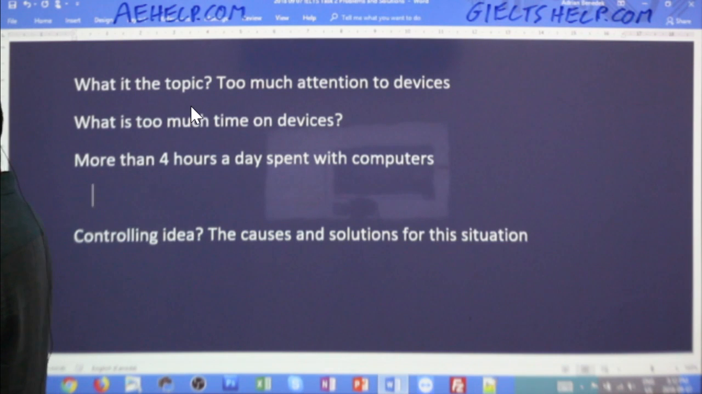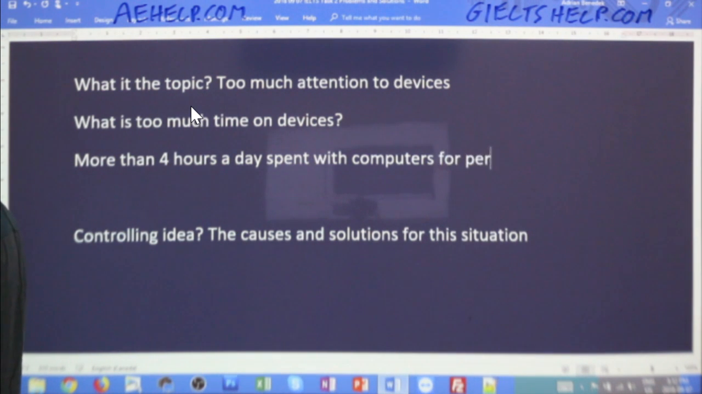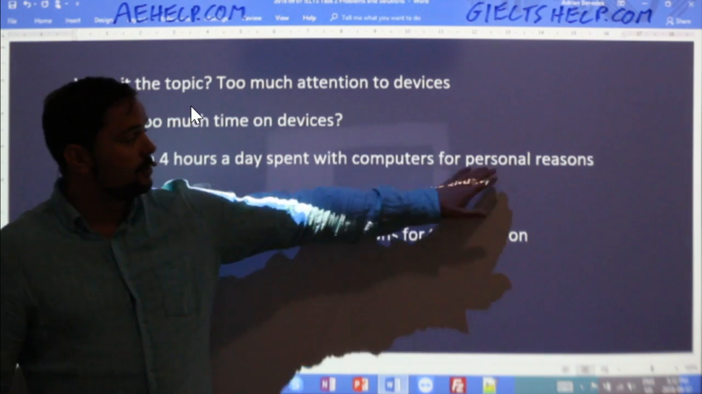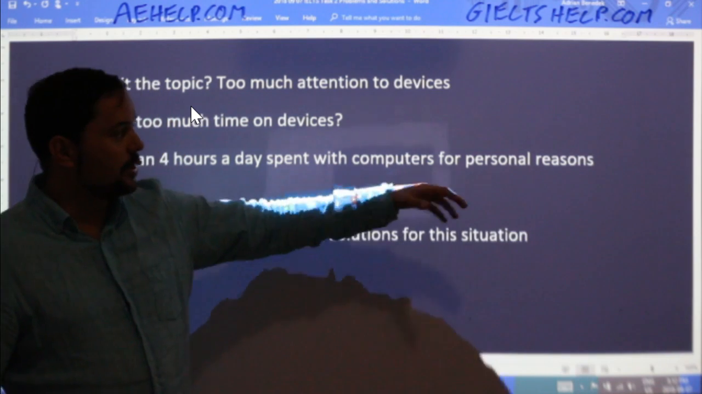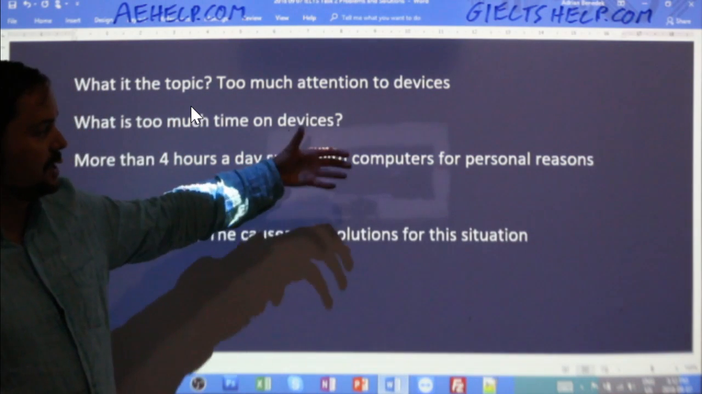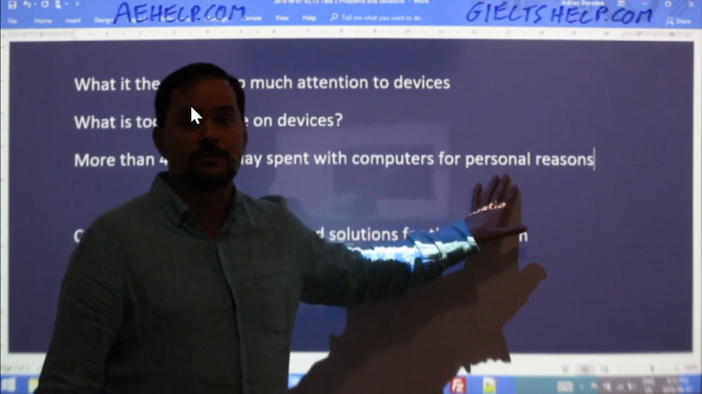So, and here, of course, we're not talking about work or schoolwork for that 4 hours. So more than 4 hours a day spent with computers for personal reasons. Okay, that's an important little piece here because we need to state that we're not confusing the question with spending time on computers for work or for school.